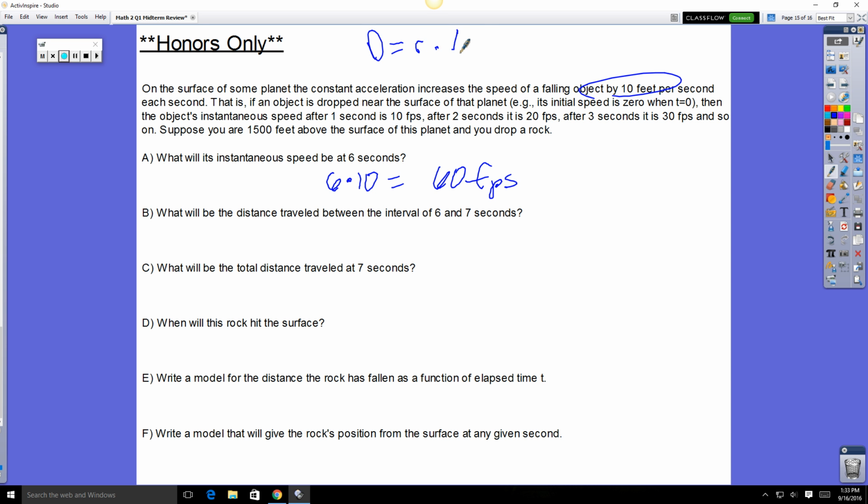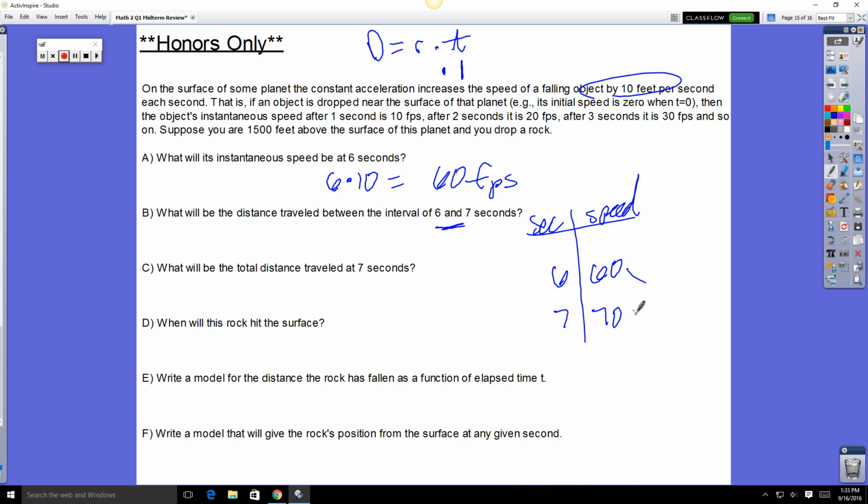Distance equals rate times time. So let's do seconds and let's do speed. At 6 seconds, it is going 60 feet per second, and at 7 seconds it is going 70 feet per second. The time lapse between 6 and 7 seconds is only 1, so I'm going to plug 1 in for my time. The speed was changing during that interval. The speed went from 60 all the way up to 70.